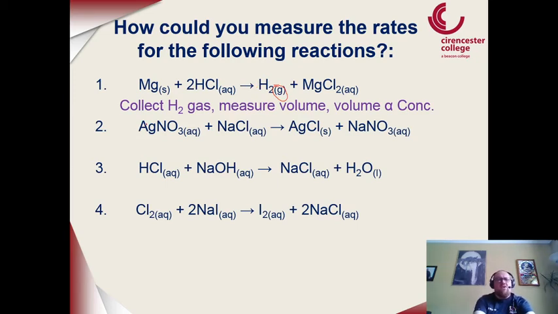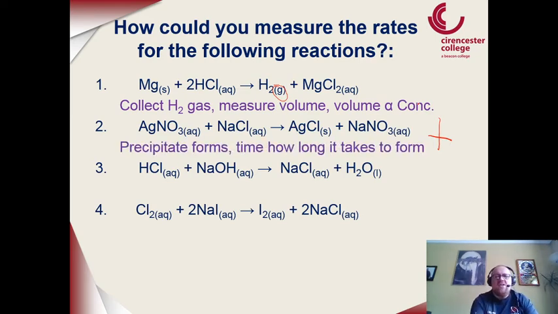Let's have a look at this second one. I've got silver nitrate plus sodium chloride, and it's making silver chloride and sodium nitrate. Silver chloride is a solid, so how would we do this? With this one, I would say something like a disappearing cross reaction. If you remember, probably at GCSE, you had the conical flask, has some sodium thiosulfate in it, you put a bit of hydrochloric acid in it, and then you judge when the cross disappears. With this one here, again, you could look to see either how long it takes a precipitate to form, or how long it takes for the cross to disappear or something like that.